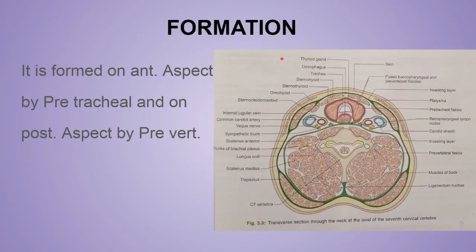Now this carotid sheath is formed on the anterior aspect by the pretracheal fascia and on the posterior aspect by the prevertebral fascia. First of all, look at the diagram. This is the carotid sheath enclosing the main vessels of the neck and protecting them. This is the pretracheal fascia and this is the prevertebral fascia. The pretracheal fascia mainly encloses the thyroid gland, and the prevertebral fascia encloses the prevertebral muscles, that means scalenus anterior, medius, and posterior. So the anterior aspect of the carotid sheath is formed by the pretracheal fascia, and the posterior aspect by the prevertebral fascia.